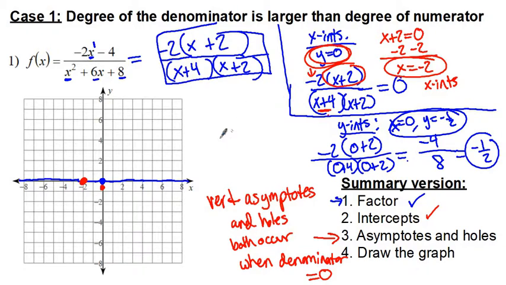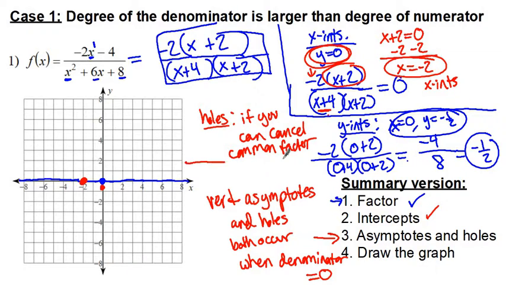The question is, what's the difference? And here's the difference. Holes occur if you can cancel something on the top and the bottom. If you can cancel a common factor from the top and the bottom, that's when a hole would occur. And a vertical asymptote, I'm just going to abbreviate that VA, occurs if you can't cancel something from the bottom.